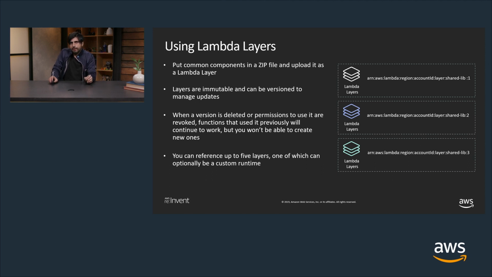And you can reference up to 5 layers. And one of those can be a custom runtime, as we mentioned earlier. So we have that runtime API. You can create that, put it in a layer, and then apply that to your Lambda function. And now you have access to that runtime, as well as various resources.